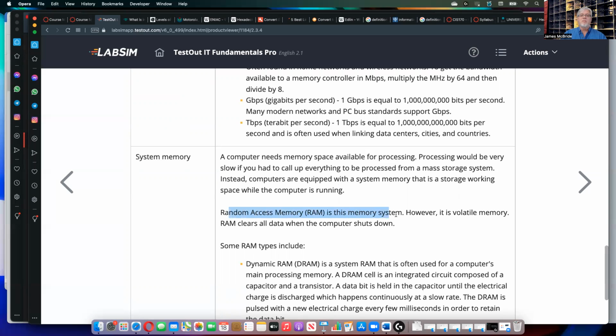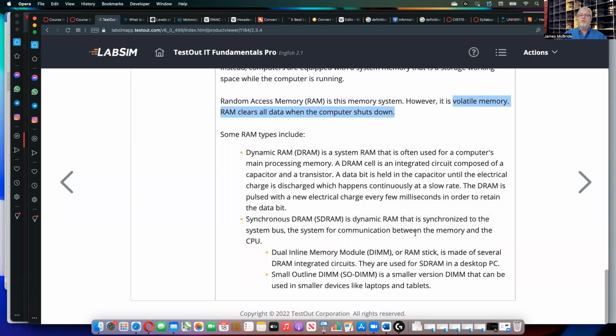So random access memory means that I can randomly access any one of those little tiny storage spaces on what we would call a RAM stick. And it is volatile, meaning once you turn the system off, it's going to clear it out. It's not going to be there anymore. So we don't want to store anything permanently in RAM, otherwise we're going to be in trouble. Dynamic RAM is often used for our main processing. So when you go out and buy RAM and upgrade your computer by putting it in, that's usually DRAM.